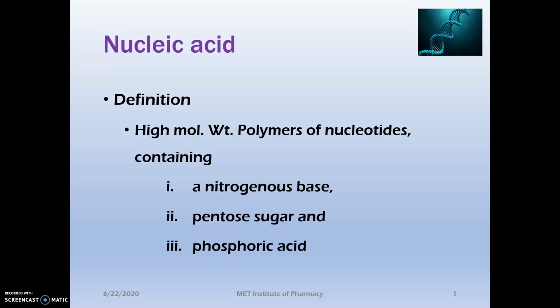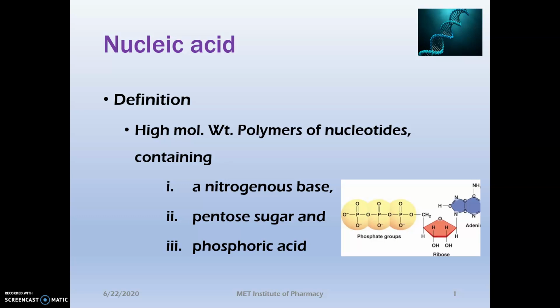Talking about the definition of nucleic acid, these are high molecular weight polymers of nucleotides containing a nitrogenous base, pentose sugar and phosphoric acid. This is a structure of ATP, that is adenosine triphosphate, which is an example of a nucleotide, where the nitrogenous base is adenine, the pentose sugar is ribose, and you have 3 phosphoric acids attached in triphosphate bond.